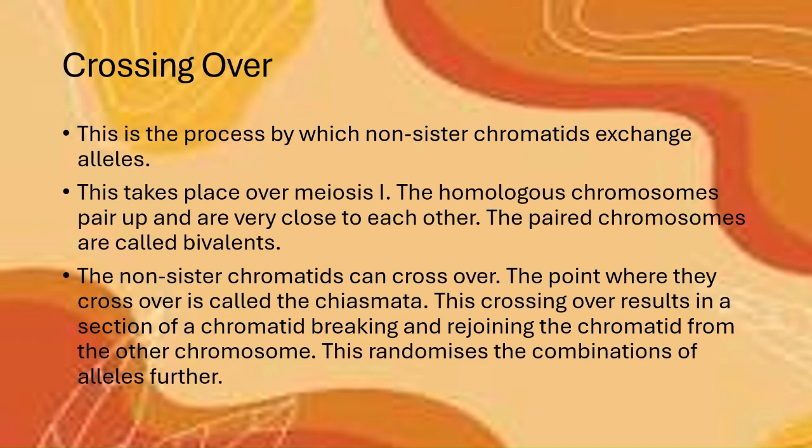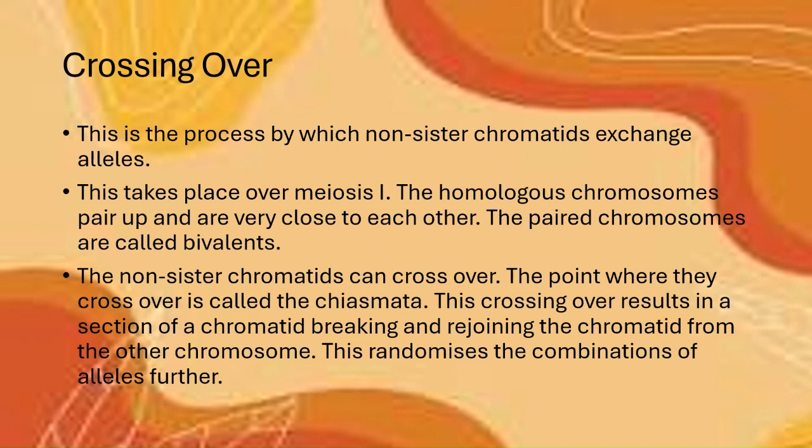So now we're looking at crossing over, which is something that you should most definitely know. This is the process by which non-sister chromatids exchange alleles. And this takes place over meiosis 1. The homologous chromosomes pair up and are very close to each other, and the paired chromosomes are called bivalents.